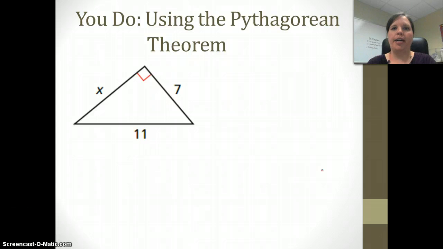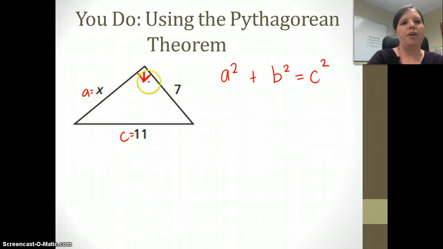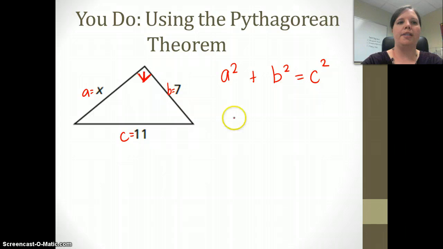Now it's your turn to try. So pause it and use the Pythagorean theorem. So if I use my Pythagorean theorem here, again, a squared plus b squared equals c squared. For reference, remember your right angle points to your hypotenuse. C is 11. Doesn't matter which side you pick as A and which side you pick as B.